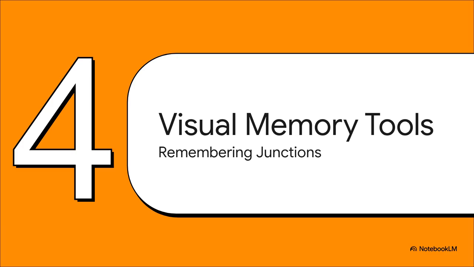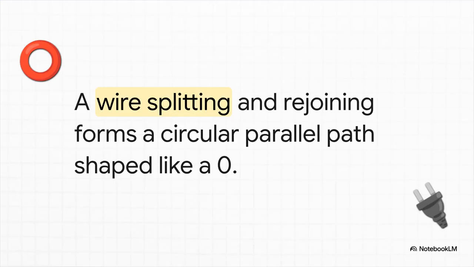Section 4. Visual memory tools. Let's look at some super effective visual mnemonics to make memorizing these abstract laws incredibly intuitive. Just picture a parallel circuit in your mind for a second. You've got a single wire that splits into two separate parts, routes around, and then rejoins. What shape does that physically create? Well, it makes a circular path. It quite literally looks just like the number 0. So whenever you see a parallel system sharing effort, just picture that circular splitting and rejoining wire, and boom, you'll instantly remember it's a zero junction.